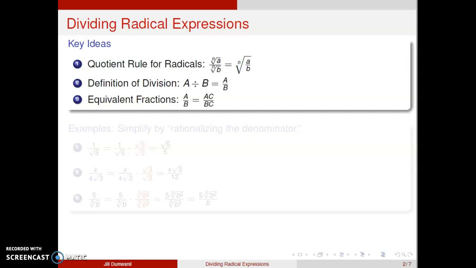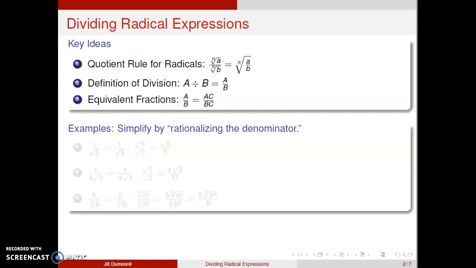We will also use the principle of equivalent fractions, both to reduce fractions and to create equivalent fractions by multiplying by a clever form of the number 1. Let's consider a few examples to simplify by a process known as rationalizing the denominator. In this process, we multiply a fraction by a clever 1 to eliminate any radical in the denominator of the fraction. To simplify 1 over root 5, we multiply by root 5 over root 5 to get root 5 over 5.